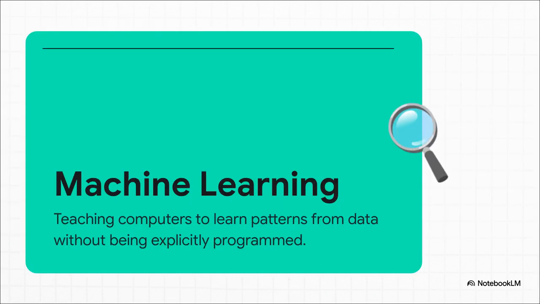And that data modeling step we just mentioned, it's often powered by this buzzword you hear everywhere, machine learning. All it really means is that we're teaching computers to find patterns in the data by themselves, without a human having to write out specific rules for every single possibility. The machine literally learns from the data it sees.